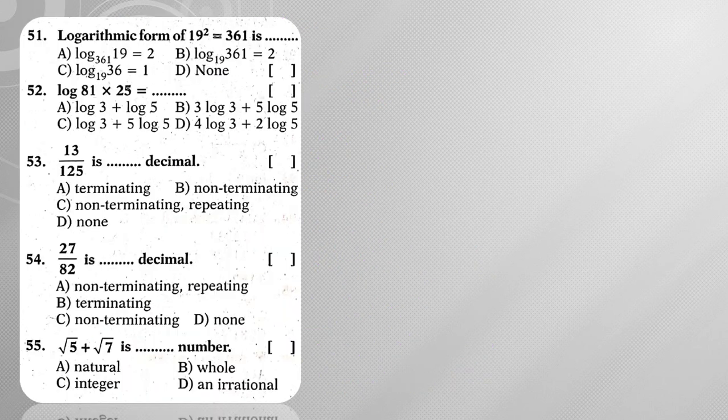Next, logarithmic form of 19 square is equal to 361. So directly the power will be written forward. Next, this base will become the logarithmic base, so log base 19, and this actual value 361 will be as it is. So log 361 to the base 19 is equal to 2. Option B will be my answer.